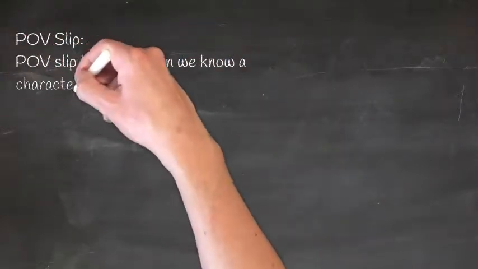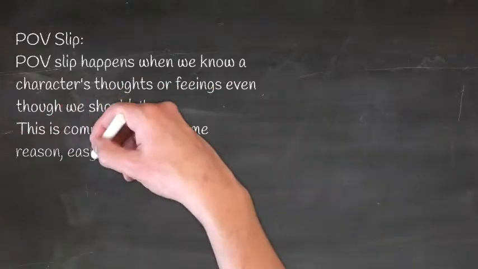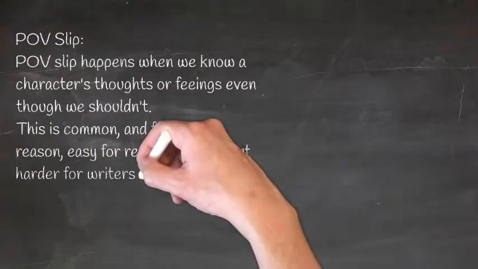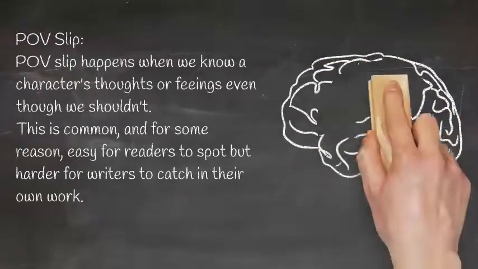POV slip. POV slip happens when we know a character's thoughts or feelings even though we shouldn't. This is common and for some reason easy for readers to spot but harder for writers to catch in their own work.